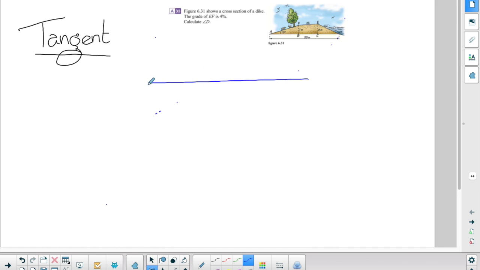I have a sketch, so this is the bottom, the base of my dike. Over here is a triangle. This is a triangle with a slight inclination, and this is the bottom of my dike. And I see that the total between A and D is 55 meters. And the question is, calculate angle D. Thus I have to calculate this one.